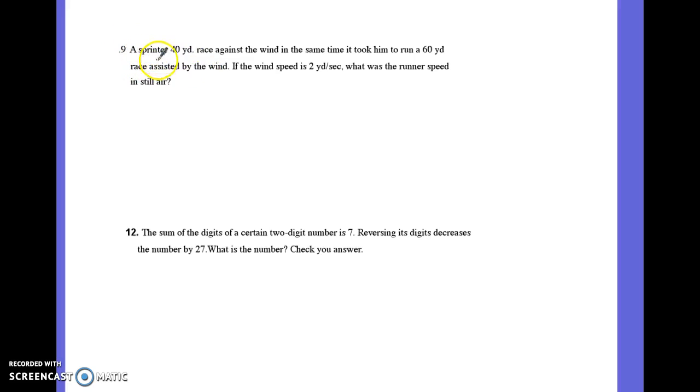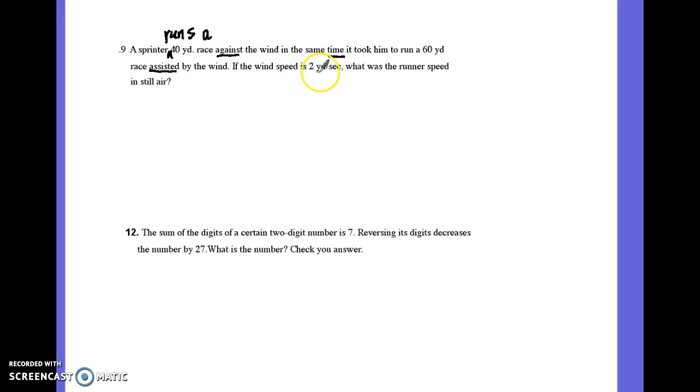Here comes number 9. A sprinter now runs a 40-yard race against the wind. So here's a clue word here, against the wind. In the same time it took him to run 60 yards assisted by the wind. And here we see also this word time in there. So that's going to be a clue for us that we're going to be using distance equals rate times time. That's that type of question we've got before us.